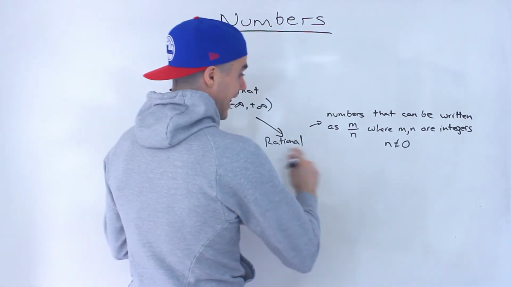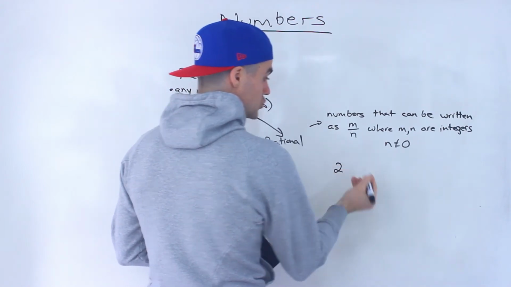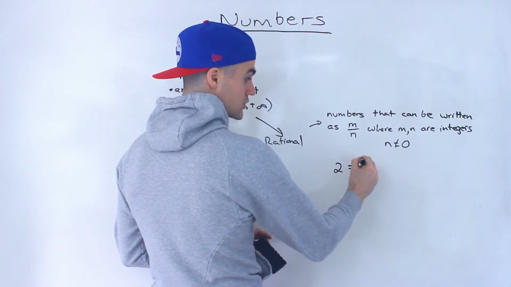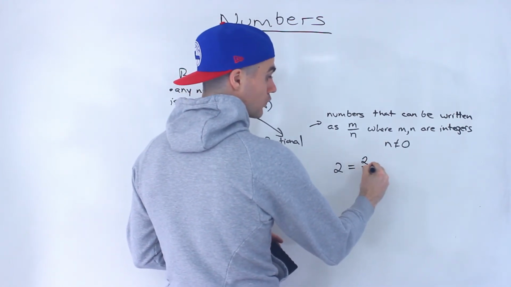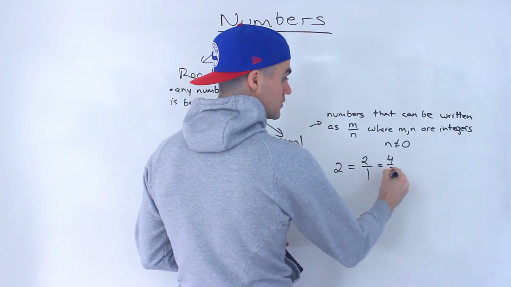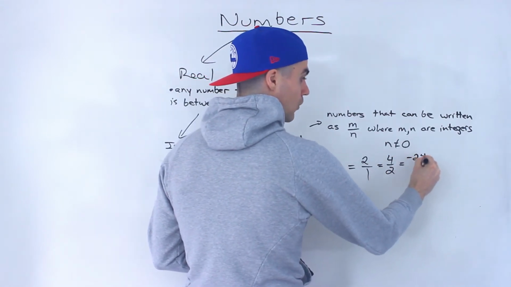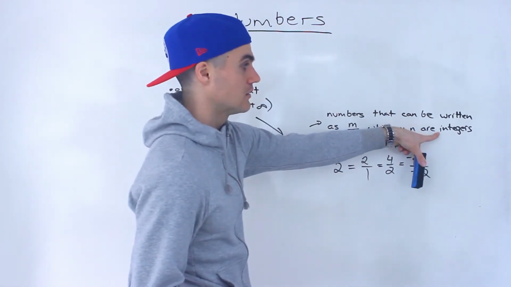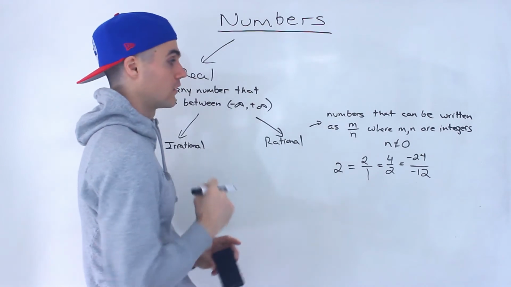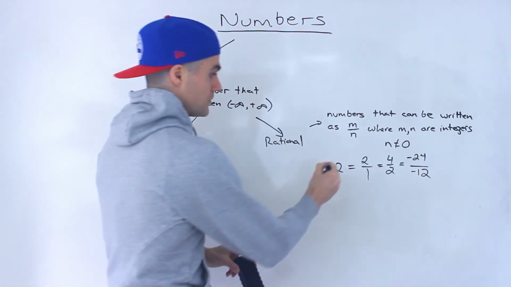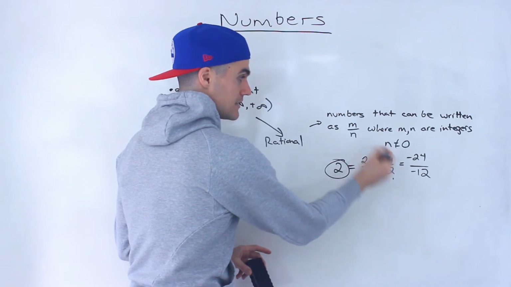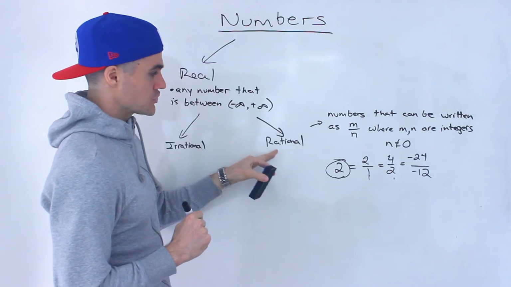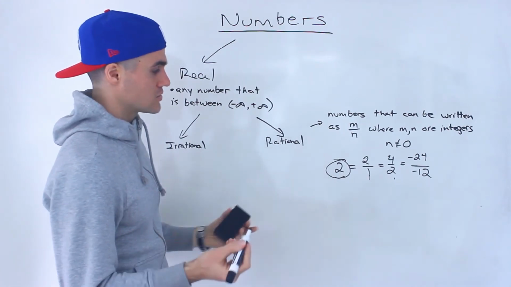So notice that any integer, so for example, the integer 2, it could be written as a fraction of other integers. So this could be written as a fraction 2 over 1, or it could be 4 over 2, or it could be negative 24 over negative 12, right? When I say integers here, I mean any positive or negative integers. So because 2 can be written in this format, it's a rational number. Now, a rational number doesn't necessarily have to be an integer. It could also be a decimal.